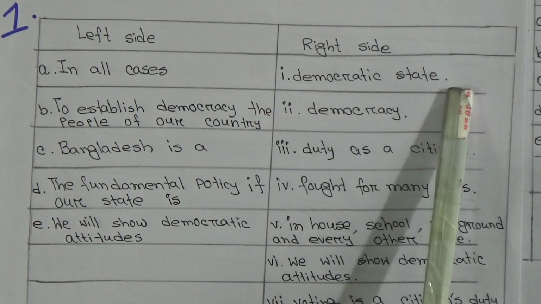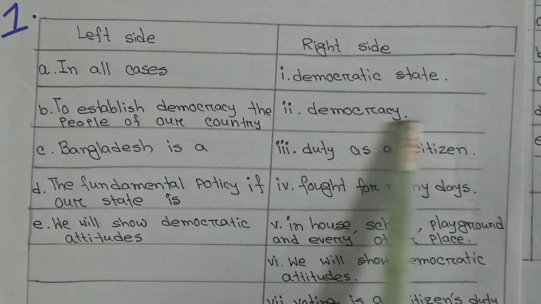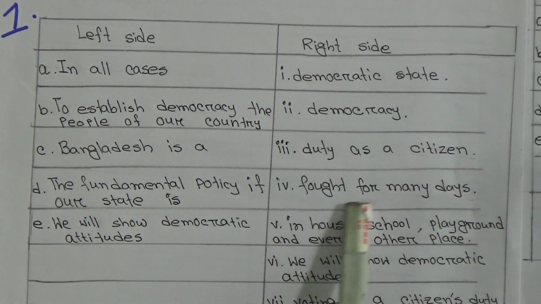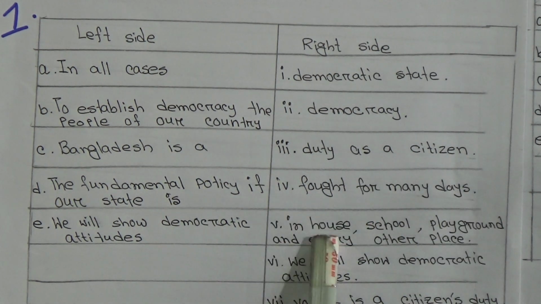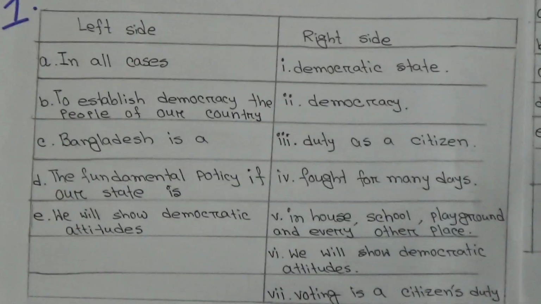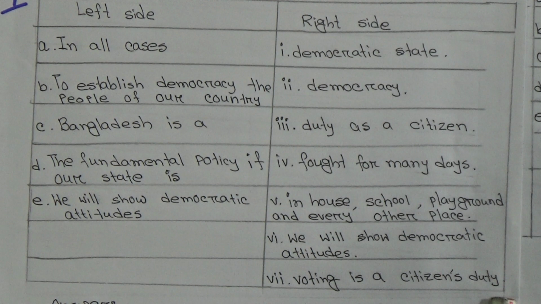Number 1, democratic state. Number 2, democracy. Number 3, duty as a citizen. Number 4, fought for many days. Number 5, in house, school, playground, and every other place. Number 6, we will show democratic attitudes. Number 7, voting as a citizen's duty.